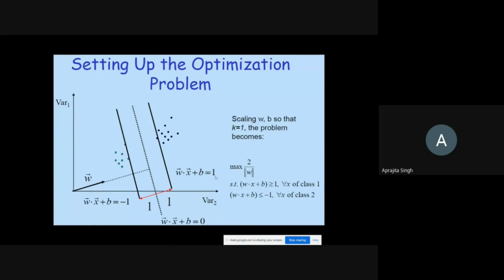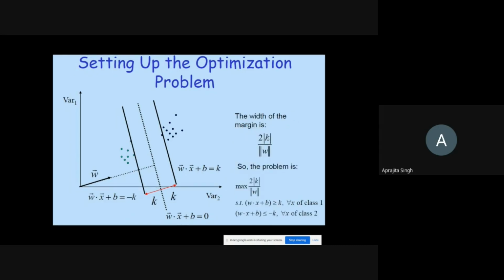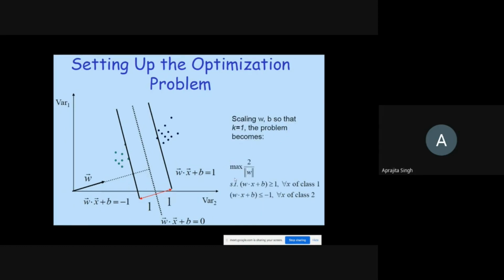But to simplify, we make it ones, -1 and 1, and we made k equal to 1 so that our mathematical computations become easier. So we are scaling w and b so that k is equal to 1. Suppose now we make k equal to 1, and then when we solve it, this k would become 1. So now we have a simpler expression out here.